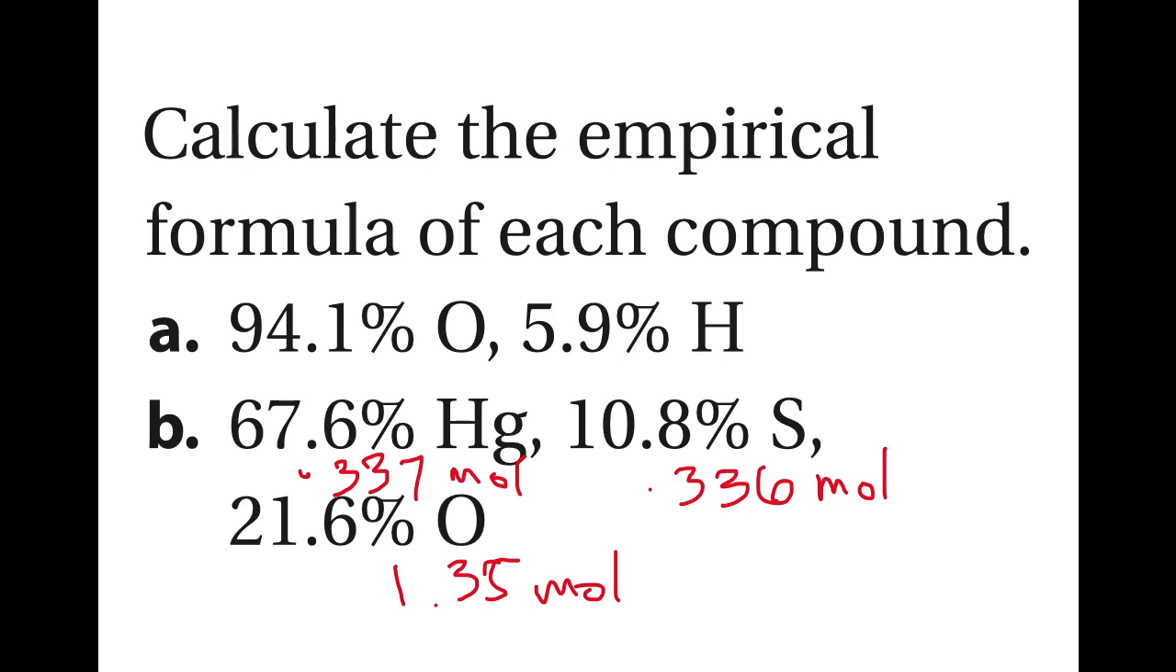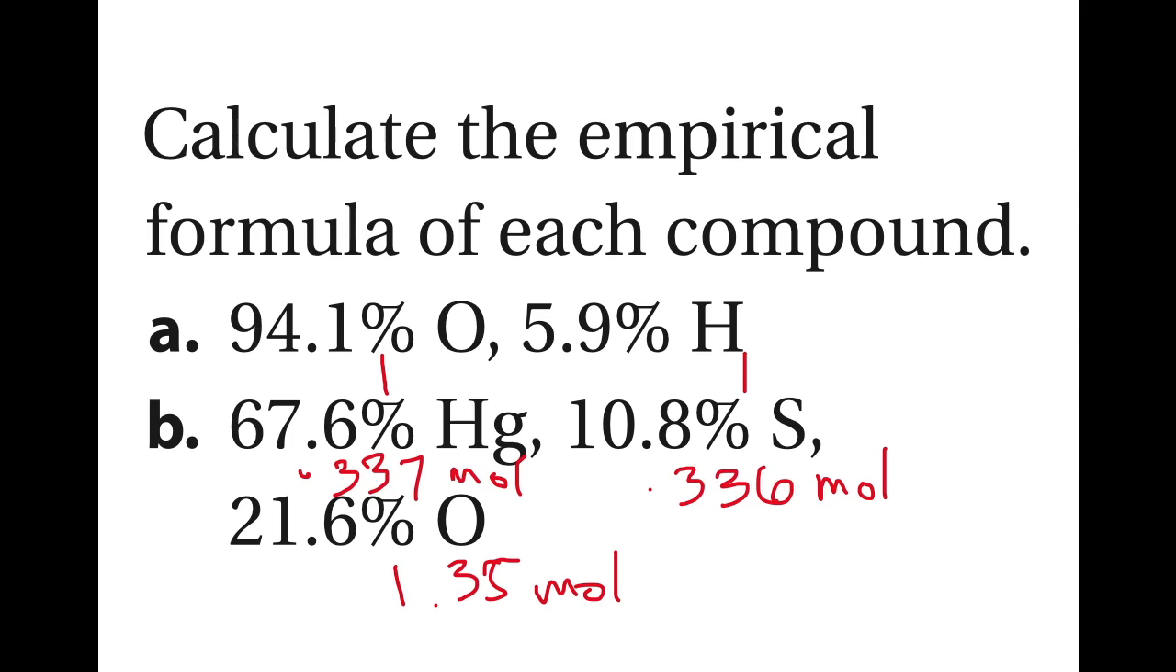So I picked the least. Again, 0.337 and 0.336, that's close enough. So I go 0.337 divided by 0.336. I get 1.00297619. But then again, like what I said, instead of me multiplying that to a gazillion numbers, I'm just going to round that to 1. Then 0.336 divided by 0.336 gives me 1. So far I have 1 mercury, 1 sulfur. So the only thing is figuring out the oxygen.